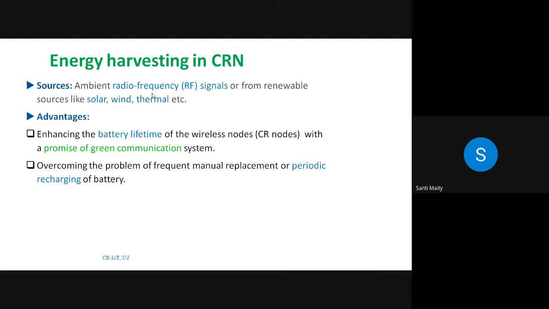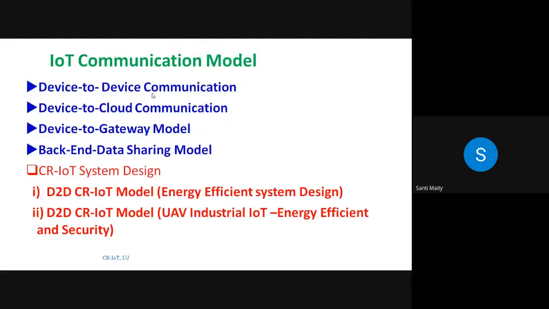Now with this, I'll come to the different communication models in IoT. Although I will not be talking about all of these, I will be focusing only on the first one. The existing IoT communication models are the device to device communication model, short range, low data rate communications; the device to cloud communication model, where IoT objects are connected with the cloud environment; the device to gateway model, where IoT objects are connected with networks through a gateway; and the backend data sharing model. So these are the four existing communication models for IoT.